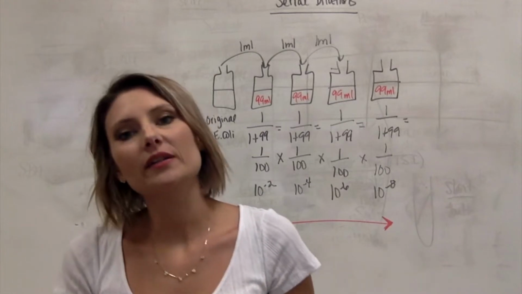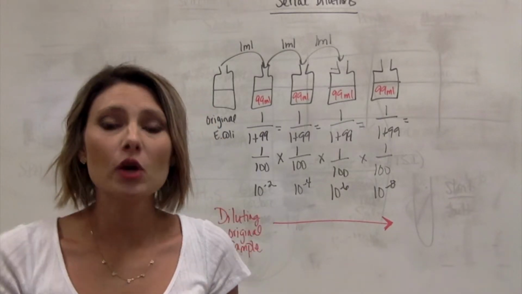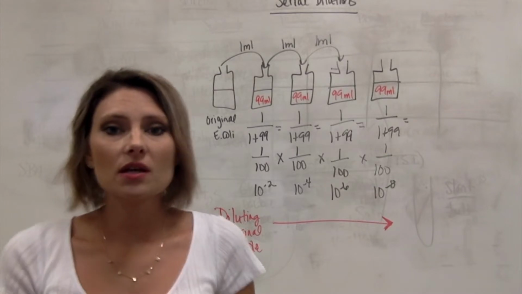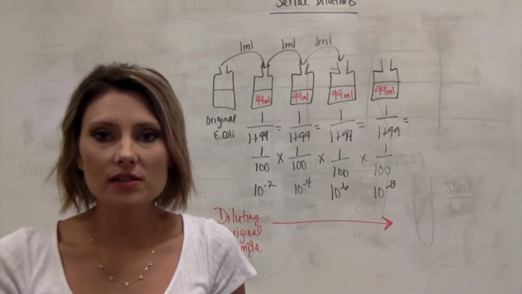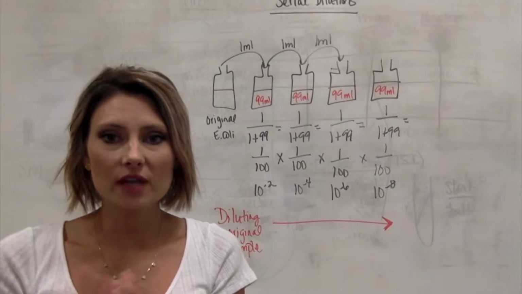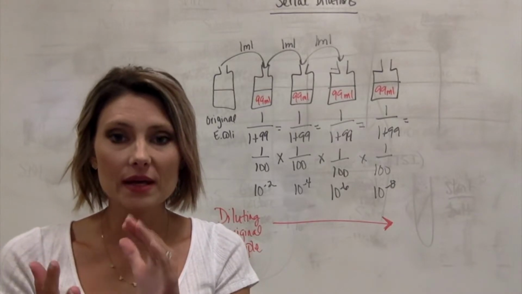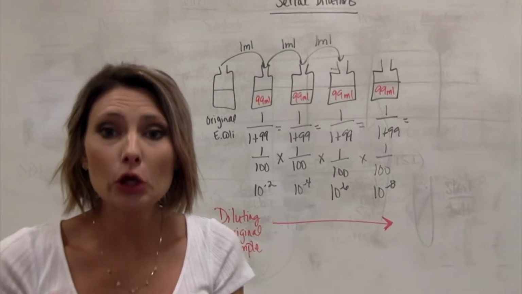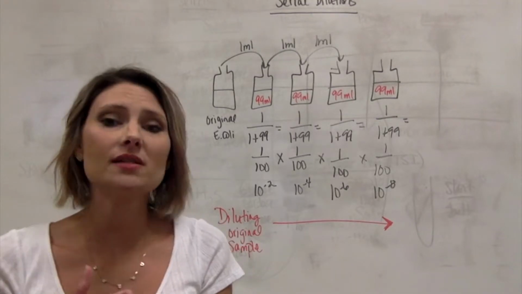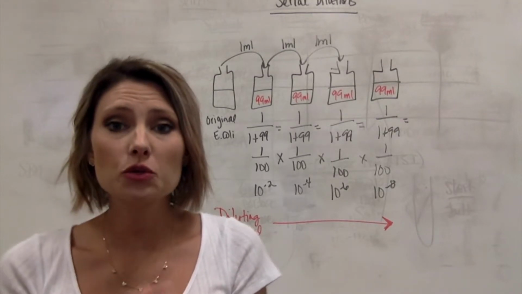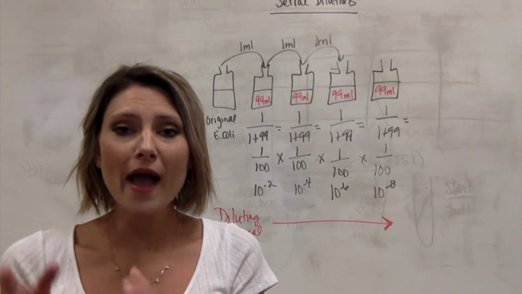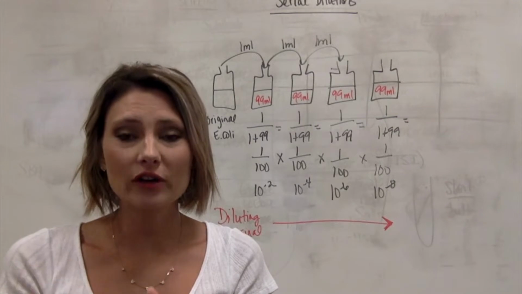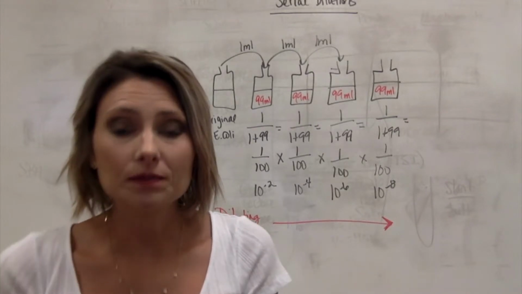Hey class, we're back here in the lab today and we are going to be going over how to make dilutions. This is usually an exercise in your book all together with dilutions, NPNs, and pour plates, and it is about bacterial enumeration. And so what that means is that we are trying to get a count of how many living bacterial cells are in a sample.